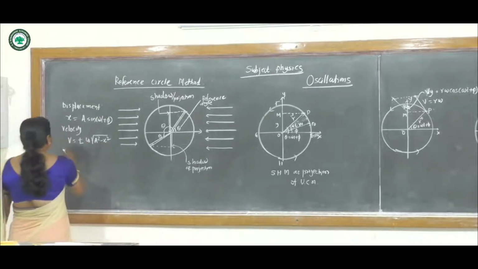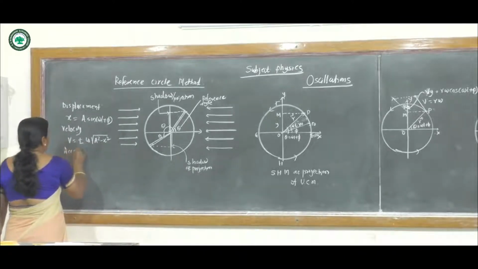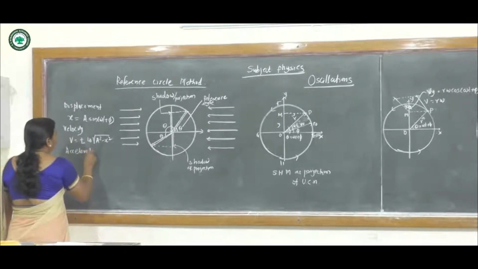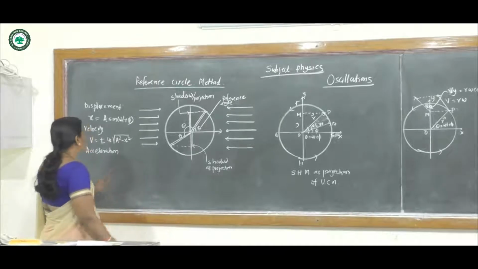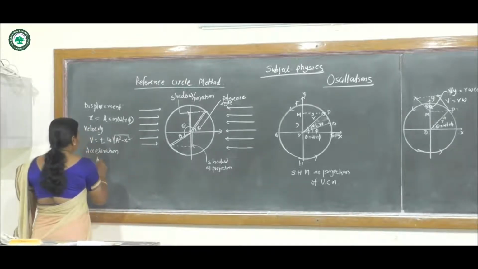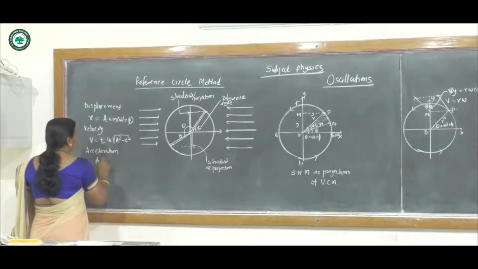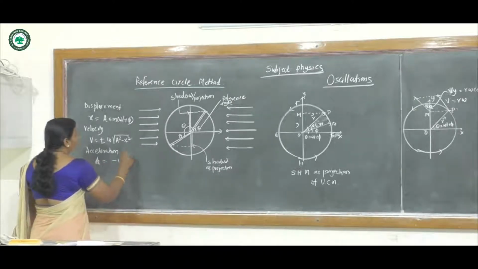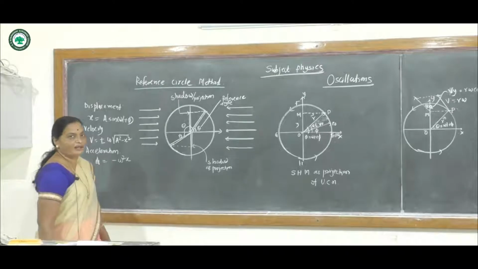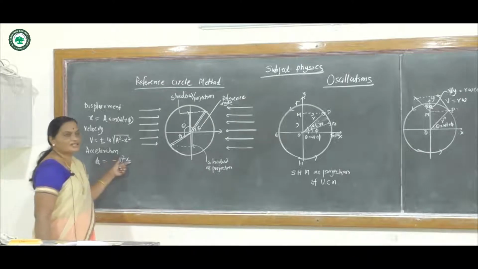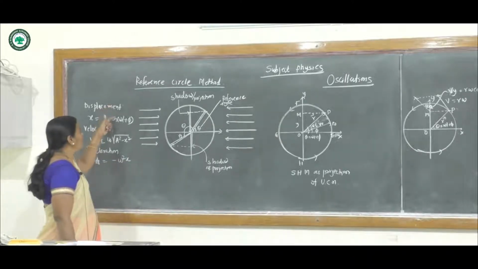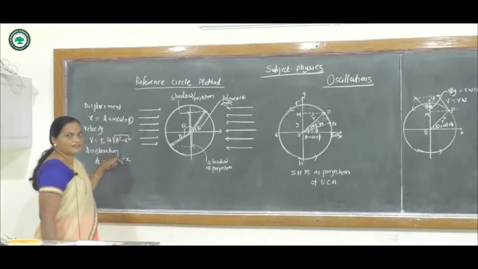Now the acceleration of the particle performing simple harmonic motion is given by acceleration is equal to minus omega square x, where a is acceleration, omega is angular velocity and x is the displacement. These values are by the calculus method.